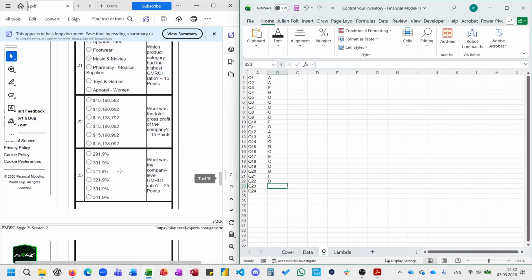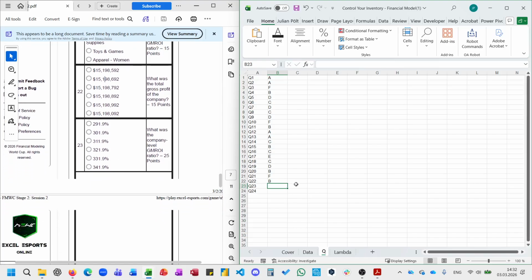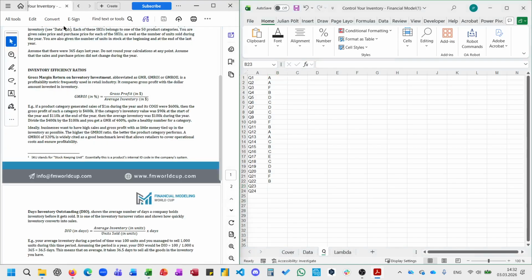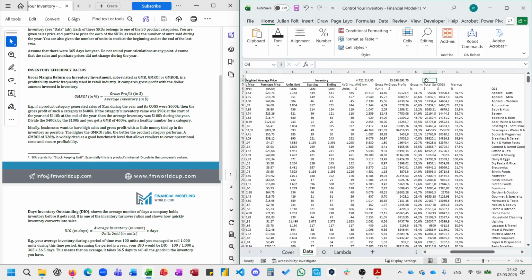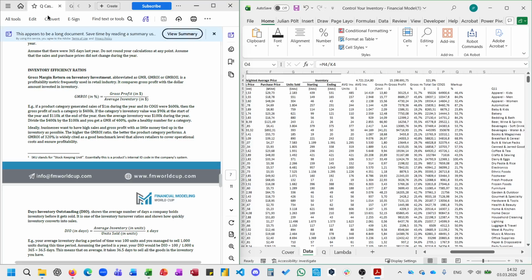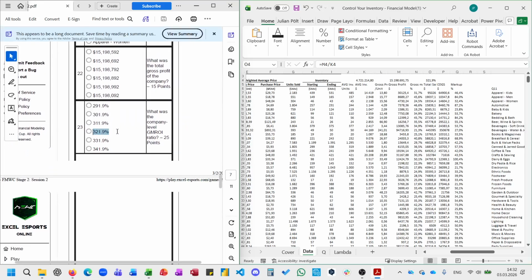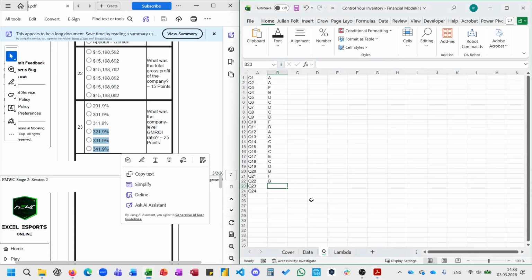And then what was the company level GMROI ratio? And as we know, gross profit divided by average inventory value, and average inventory value is here. Gross profit divided by inventory value, and we have 321.9%, which is answer D.